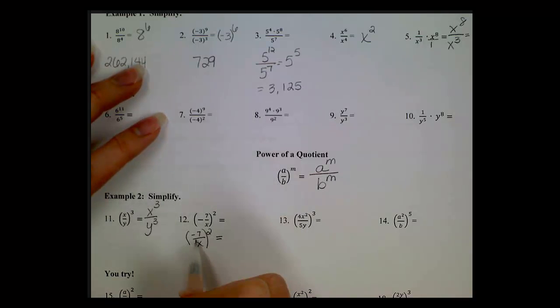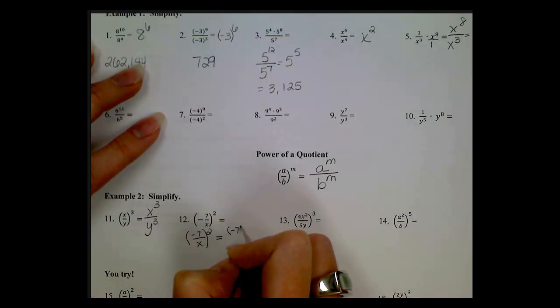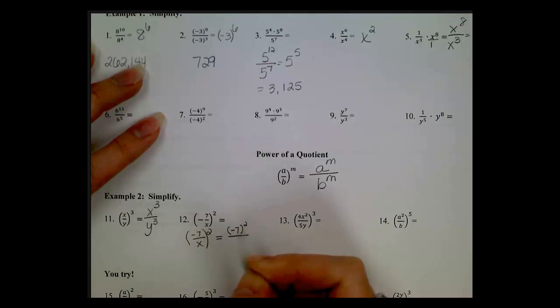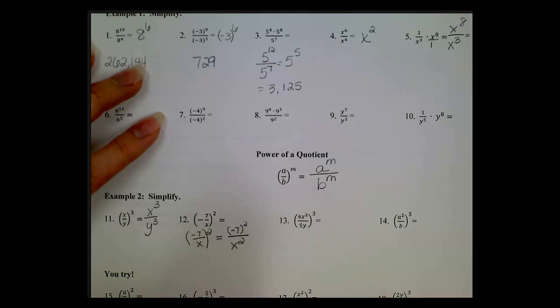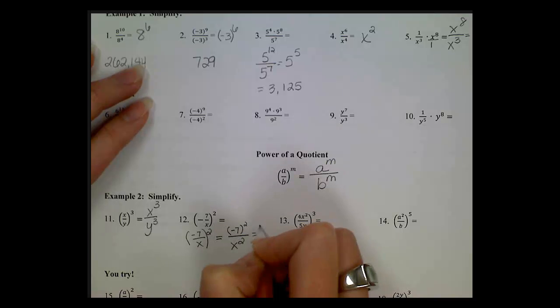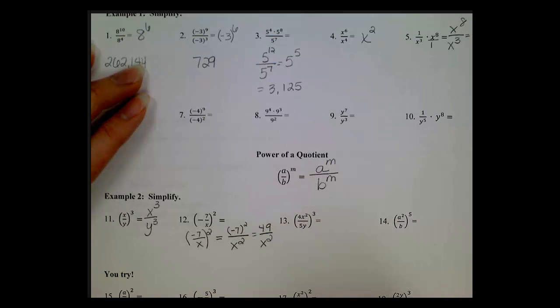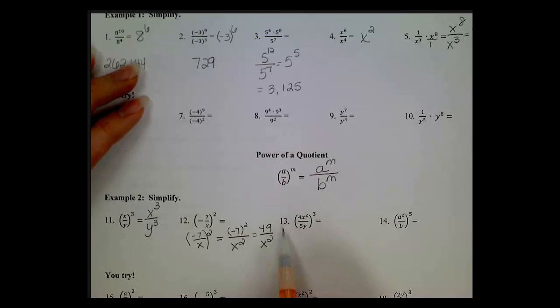So this negative 7 is inside of the parentheses, which means that the negative 7 is going to get squared and the x is getting squared. And we can simplify negative 7 squared. That becomes positive 49 over x squared, and that's your answer. All right, moving on to 13.